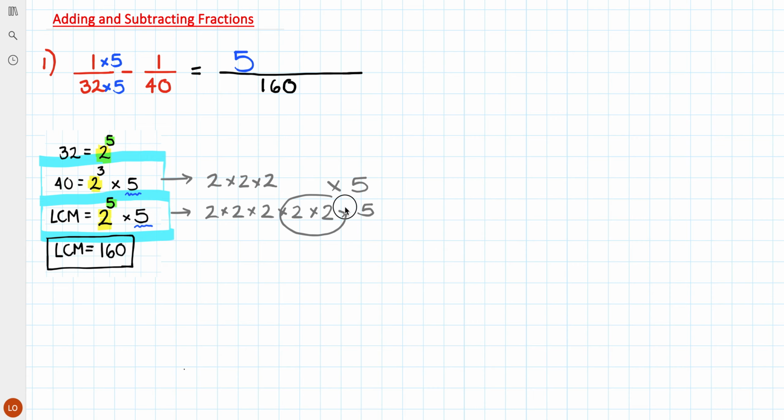I'm missing these 2's. I'm missing 2 to the power of 2. These 2's here is what I'm missing. And what is 2 to the power of 2, or 2 squared, or 2 times 2? It is 4. So what I have to do to this 40 so that it becomes 160 is just times it by 4.